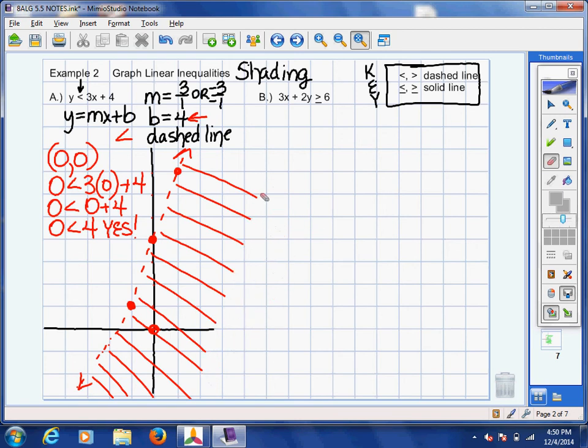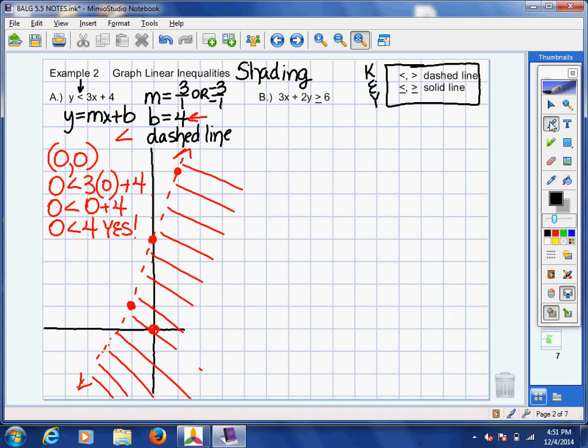So, okay, I'm going to leave that up so you can see it. All right, let's go to letter B. Now that's in standard form. If you really feel compelled to turn standard form into slope-intercept form, knock yourself out. If that's how you like to graph them, you can rearrange it and graph it that way. You have my blessing. Go for it.